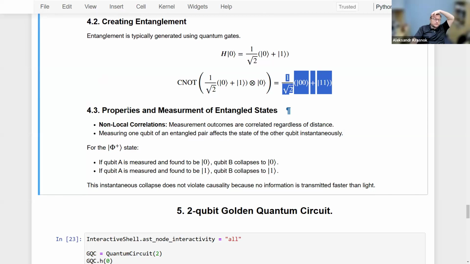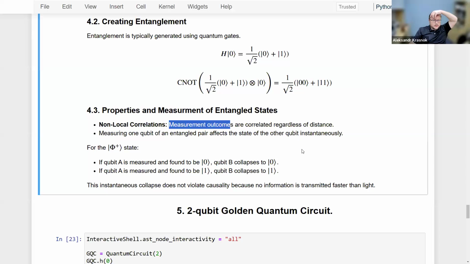Yeah, a few words about measurements and properties. So first of all, measurement outcomes are correlated regardless of distance. That's what I tried to say by sending one of the qubits to the moon.